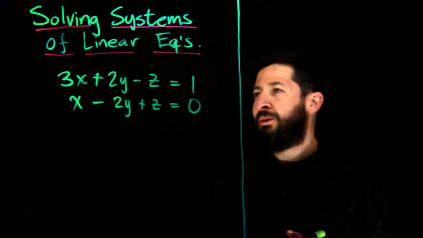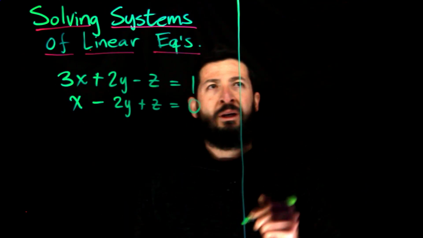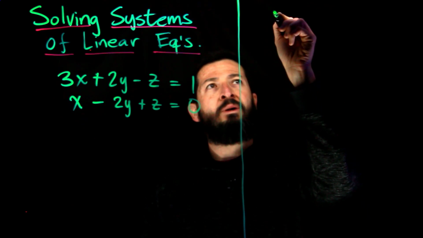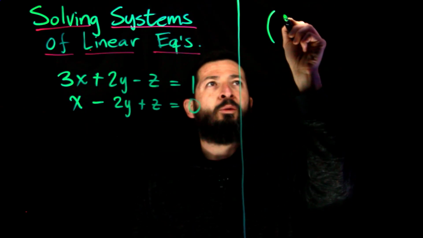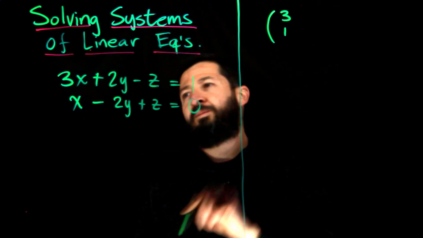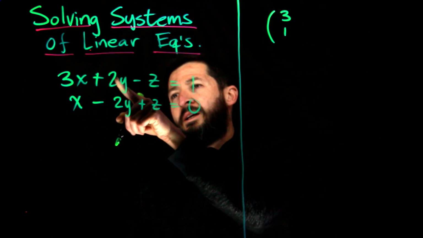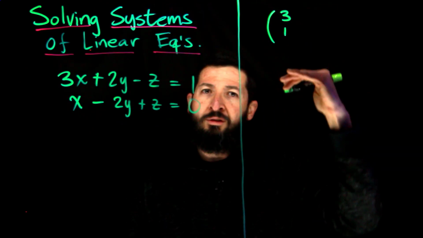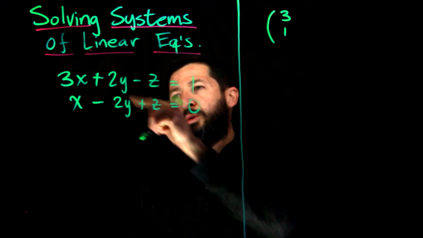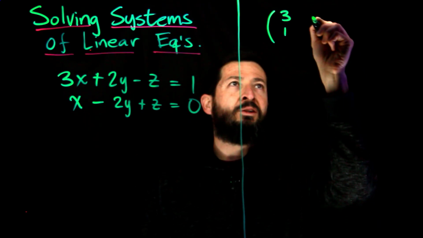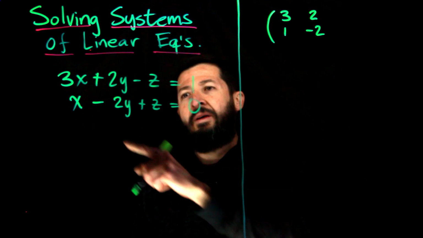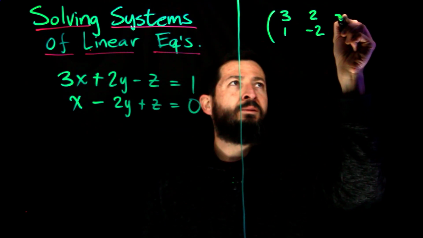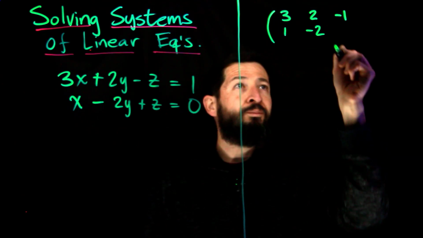So if you were to want to solve this in terms of matrices, your first step is putting it into a matrix. So you're going to grab the coefficients in front of the x's. I'm going to put them as your first column, 3 and 1. Then if you have more equations, you just keep adding more. Now for your y's, you're going to pull 2 and negative 2. Those are the coefficients, so 2 and negative 2. Then z has a negative 1 and then a 1.